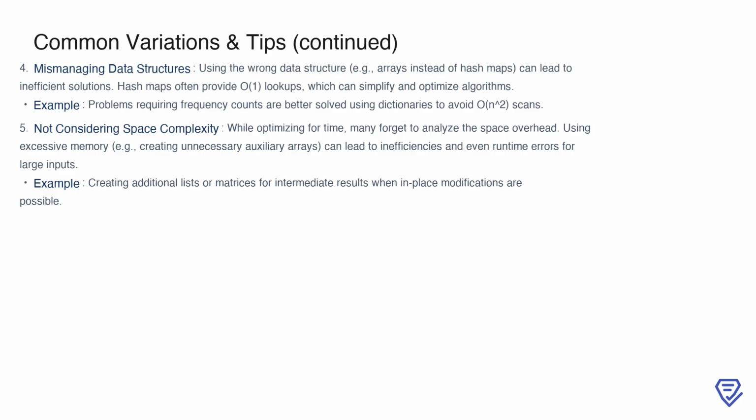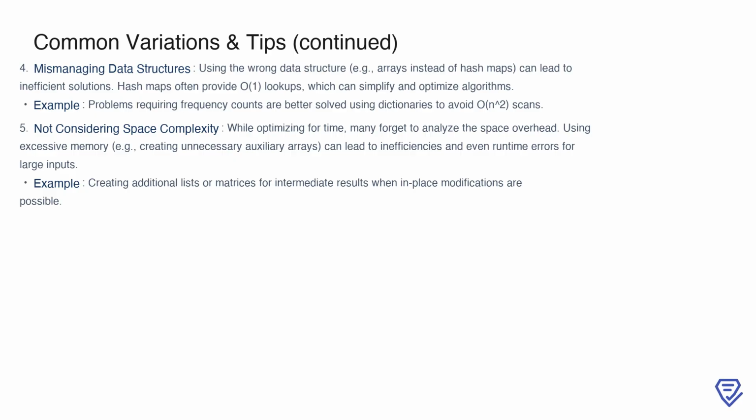Another mistake to watch for is mismanaging data structures. Choosing the wrong data structure can introduce inefficiencies. For instance, using an array for frequency counts might result in O(n²) scans, whereas a hash map or dictionary can reduce this to O(n) with O(1) lookups. Selecting the right data structure can make your solution both simpler and faster.